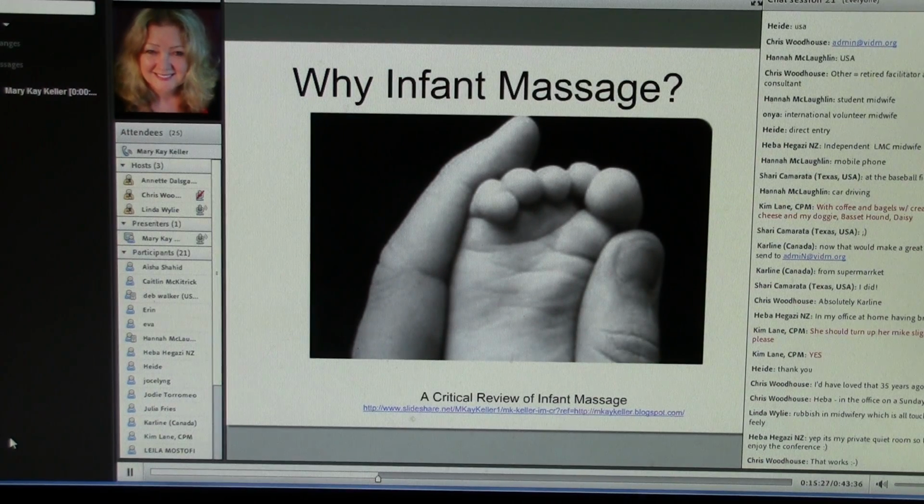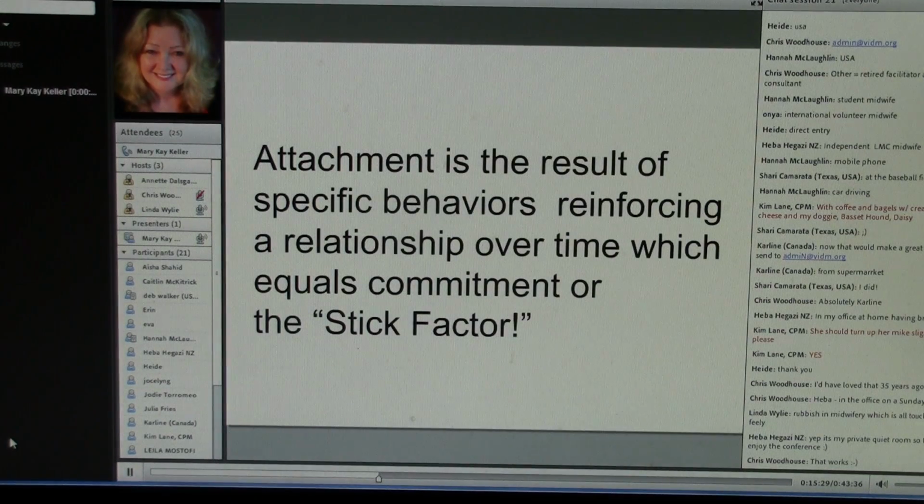But the further reasons for picking infant massage is, first of all, attachment is the result of specific behaviors reinforcing a relationship over time, which equals commitment, or I like to call it the stick factor. So in other words, when we behave a certain way to another human being, and in this case we're talking about babies and their caregivers, it could actually be you and your romantic partner, when we behave in a certain predictable pattern and we do certain things, this creates attachment over a long period of time.